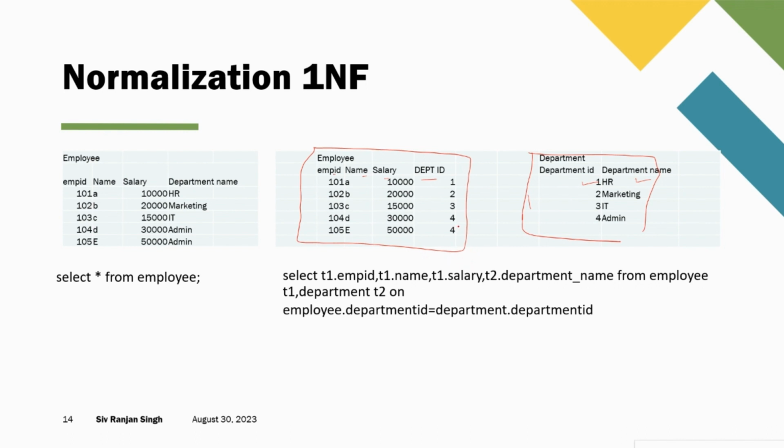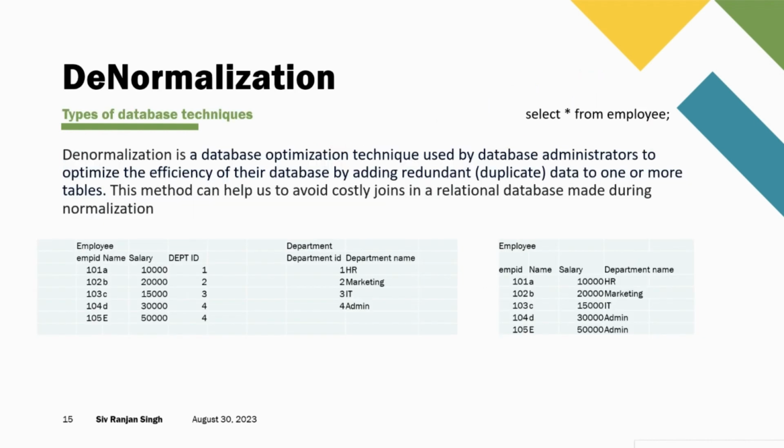Yes, number 4 is repeating, but as normalization says, remove character repetition. That is why we have divided this into two different tables, and both tables are connected by a relationship on the basis of department ID. So this is all about normalization.